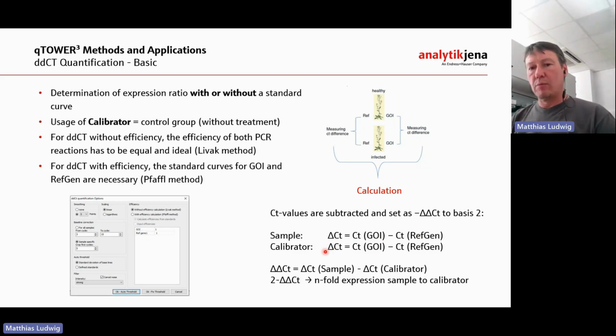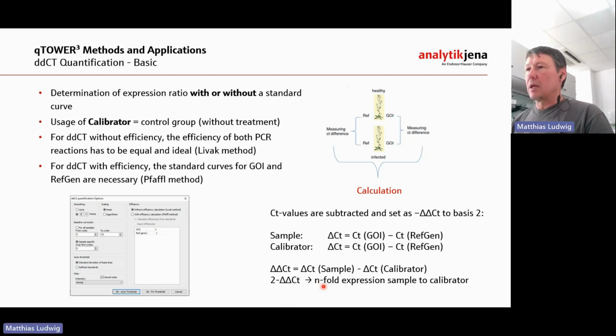That means the group without treatment, or the control group, and also here from the gene of interest and the gene of reference. Then we create a delta CT, and you can see here the delta CT from the sample and the delta CT from the calibrator. And then we get the n-fold expression of the sample to the calibrator.